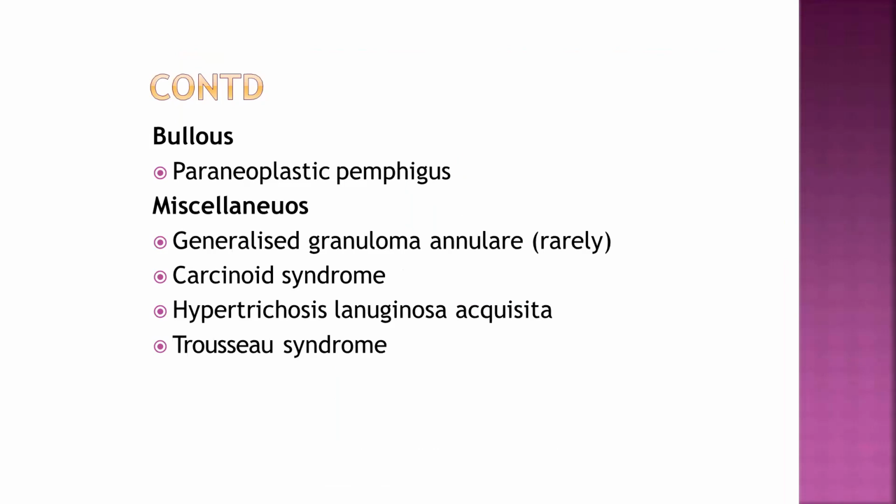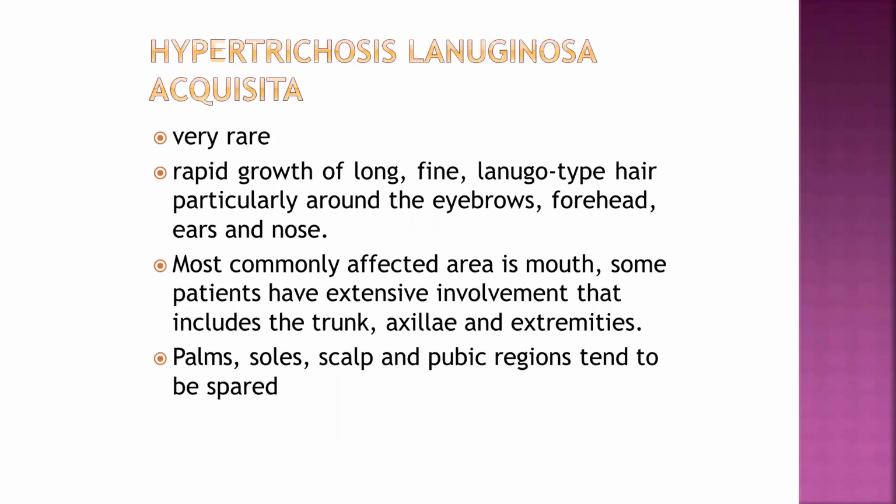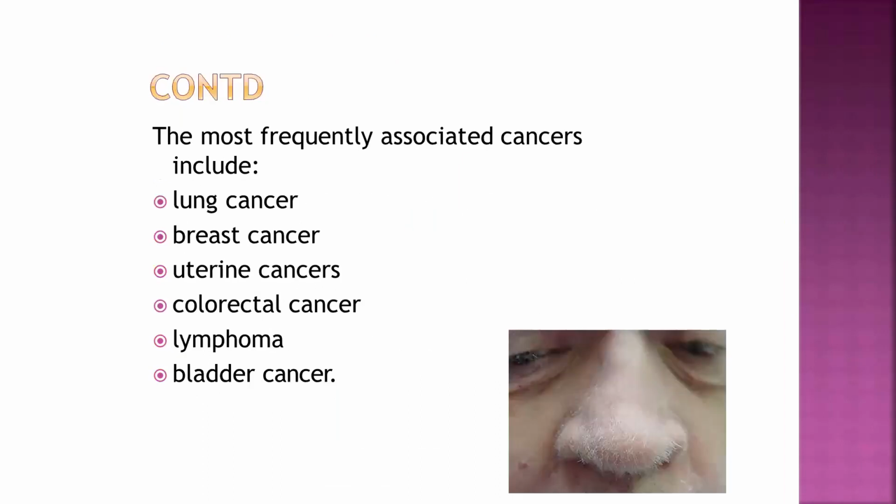hypertrichosis lanuginosa acquisita, very rare: rapid growth of long, fine lanugo-type hair, particularly around the eyebrows, forehead, ears, and nose. Most commonly affected area is the mouth. Some patients have extensive involvement that includes the trunk, axilla, and extremities. Palm, sole, scalp, and pubic regions tend to be spared because there is no hair growth on the palms and soles, and scalp and pubic hair already have terminal hair. We are talking about vellus hair. You can appreciate in this picture the nose is covered with fine hair, and this is most commonly associated with lung, breast, uterine, colorectal cancers, lymphoma, and bladder cancer.